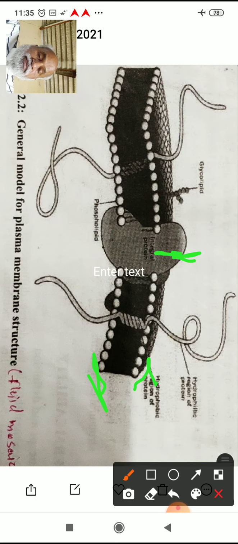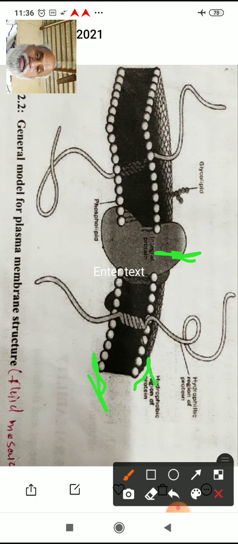This lipid bilayer contains two layers of phospholipids. The phosphate head is polar, or we can say hydrophilic or water loving, and the fatty acid tail is non-polar, called hydrophobic or water rejecting or fearing, and the proteins are embedded in the membrane. So this is what is related with the structure of plasma membrane.